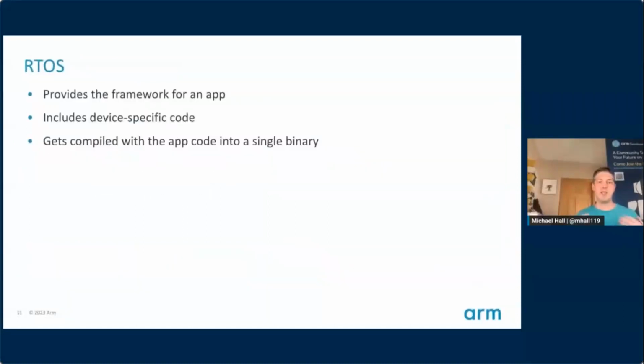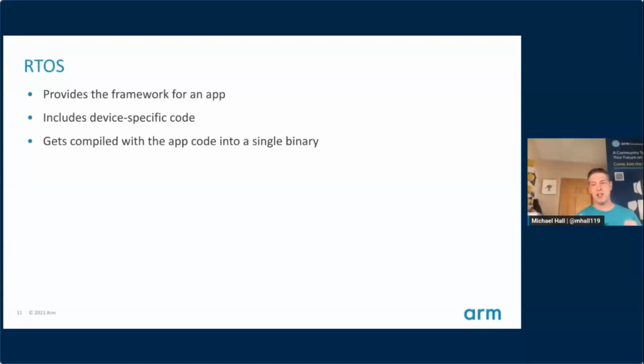The big thing that an RTOS does is it provides a framework for your application. So as an app, you don't have to write an operating system yourself. You don't have to know how to interact directly with the hardware. It's going to provide that abstraction layer for you that you would get in a traditional kind of operating system environment. Again, they include device-specific code.